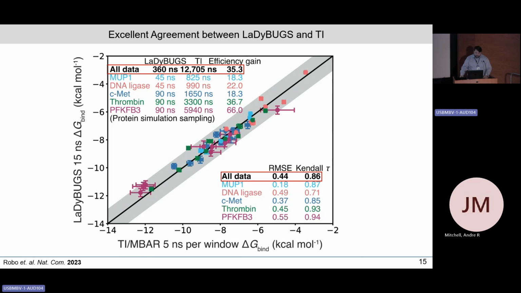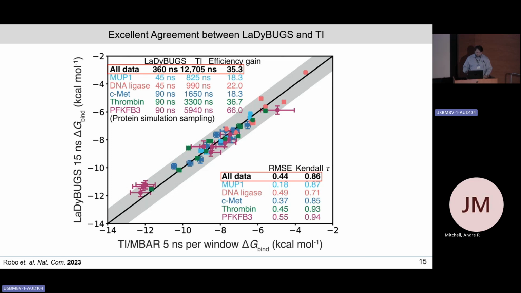When we were looking at all of our data, we did a total of 360 nanoseconds of sampling for LaDyBUGS to get these results, while we needed 12,705 nanoseconds to get the same results for TI bar. And so our efficiency gain there was 35-fold over the 5 systems.